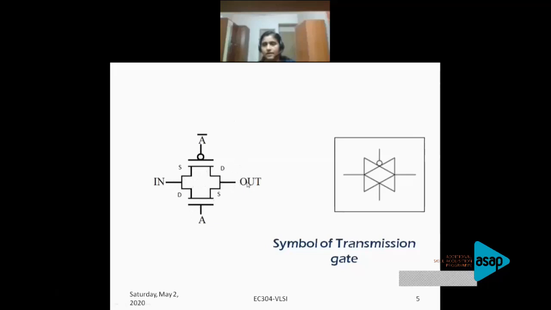That is the reason why, whether the input is 1 or 0, this transmission gate can effectively and faithfully give the entire output as 1 or 0. So the major issue regarding pass transistors is solved here. That is the basic working of a transmission gate.